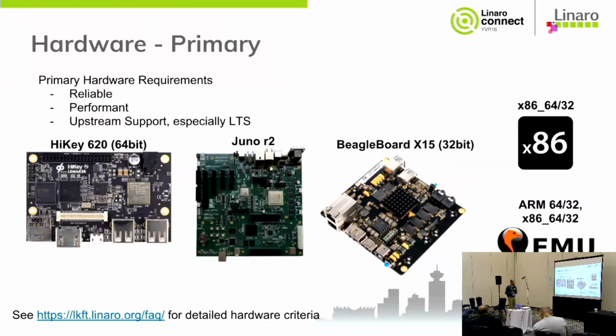So here are the primary boards we use. For a primary board, we look for something that's reliable and that we can scale up, and especially something that has support going back to 4.4. So we test all the way back to 4.4, and we need to be testing 4.4 through year 2022, I believe. These are our primary boards. We have the HiKey and Juno, which we use for ARM64, BeagleBone for ARM32, and then we also have x86, and we have all those environments also under QEMU.